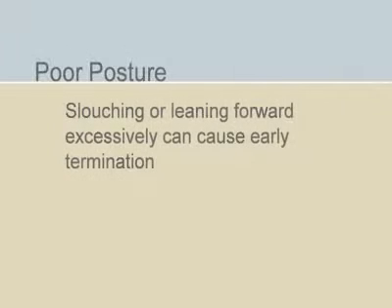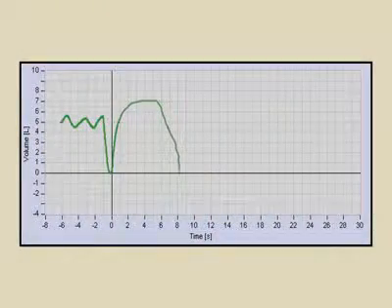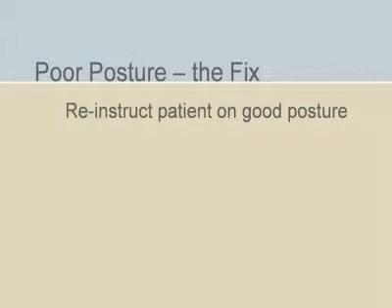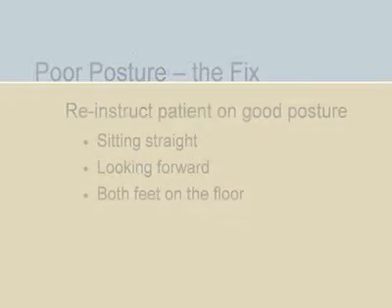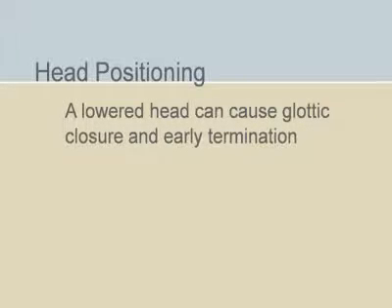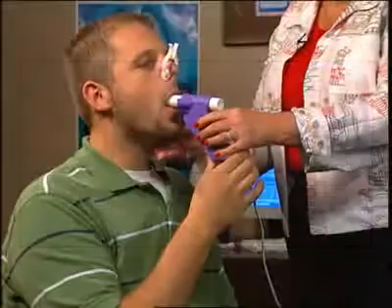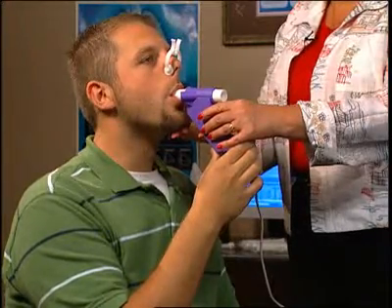them. Poor posture, such as slouching or leaning forward excessively, can cause early termination of the test. Instruct the patient to sit up straight, look forward, and keep both feet on the floor. The patient lowering his or her head can cause glottic closure or also early termination. Remind the patient that the head should be slightly elevated, the chin pointed forward.